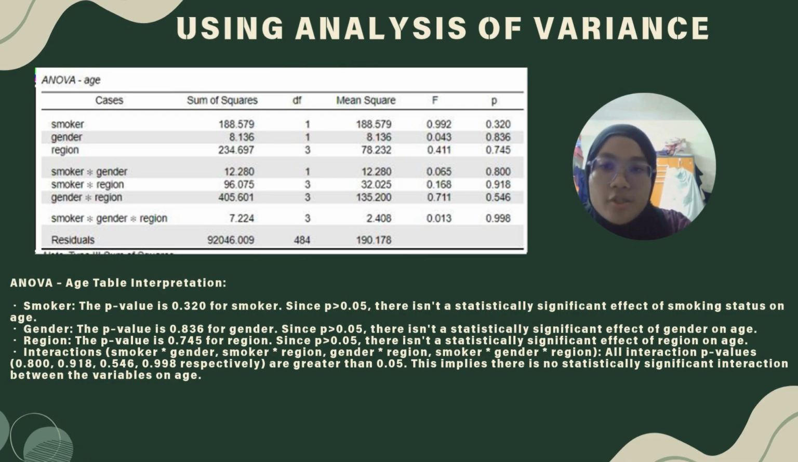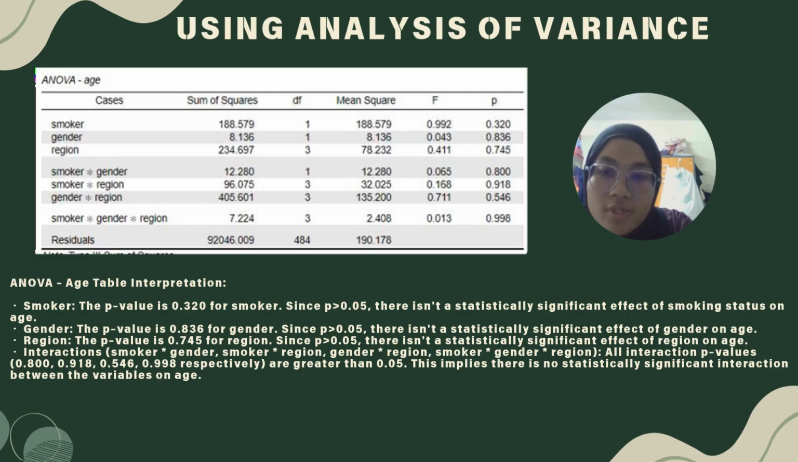So using analysis of variance, as you can see, for ANOVA for age, we have smoker. ANOVA age table interpretation: for smoker, the p-value is 0.320. Since p is more than 0.05, there isn't a statistically significant effect of smoking status on age. Gender, the p-value is 0.836. Since p is more than 0.05, there is no statistically significant effect of gender on age.